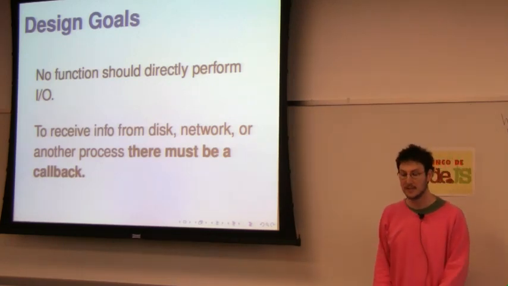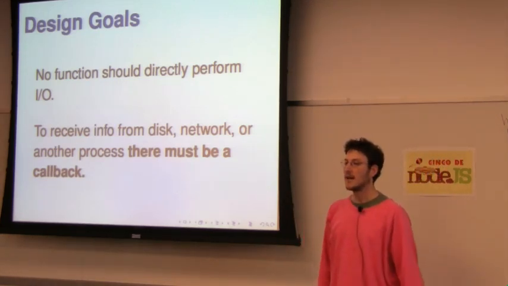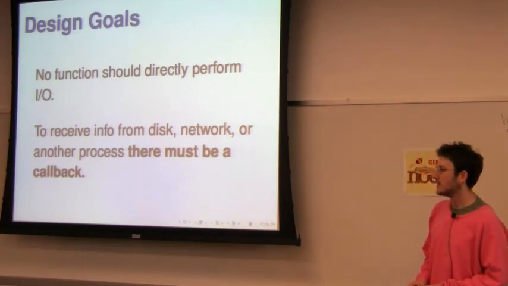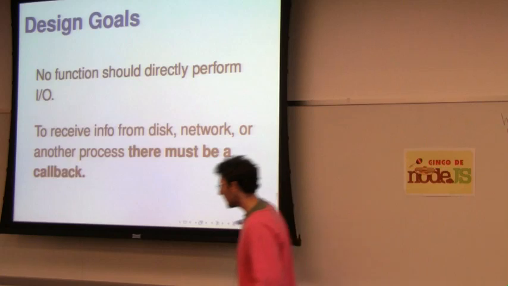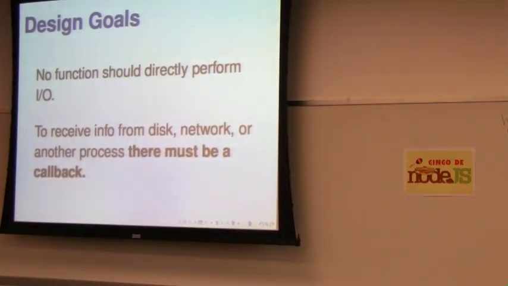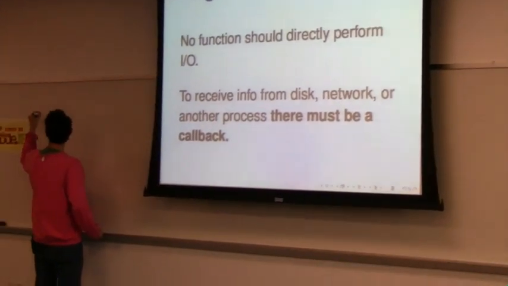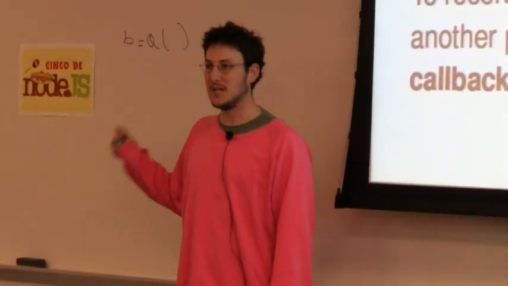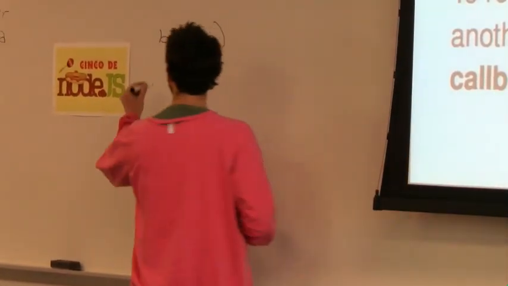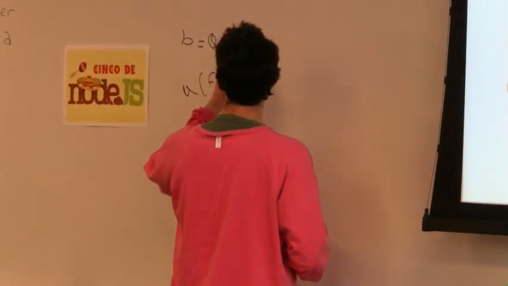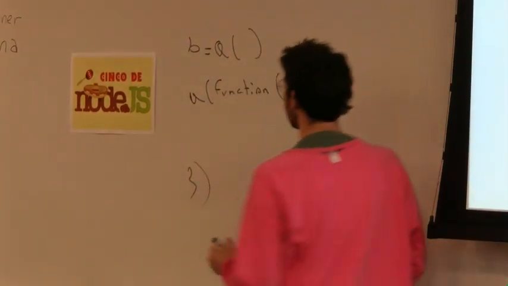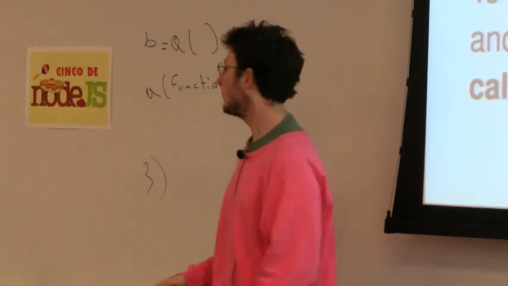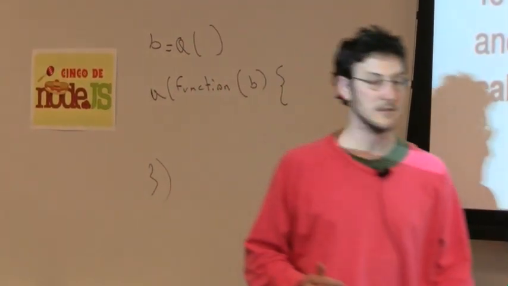So to receive info from a disk or network or another process even, you have to have a callback. So this creates a really kind of nice, people hate callbacks, but once you start using it for a while, it creates this really neat environment where you can see exactly where I/O occurs, right? Sorry, I'm going to deviate from the slides. If you have some function and you say, call A and return B, in Node, you know that no I/O is being performed here because no function directly performs I/O. It's very clear that when I/O occurs, you go in an indention level. It makes it very clear where you are accessing something that's slow. You can visually see where the I/O is happening.